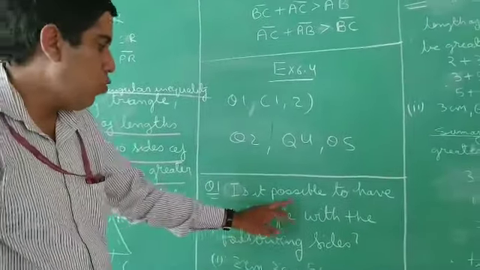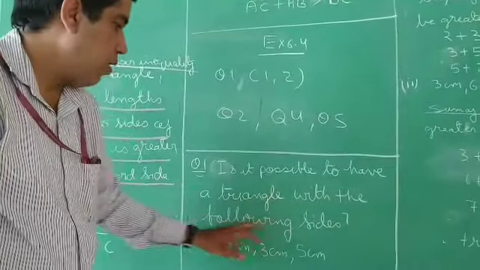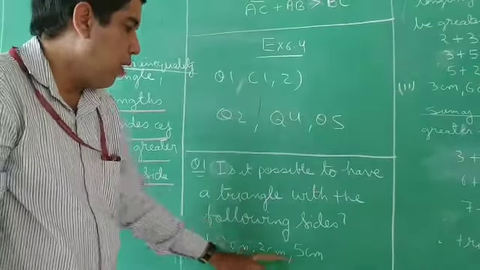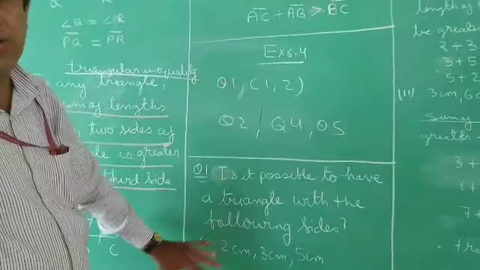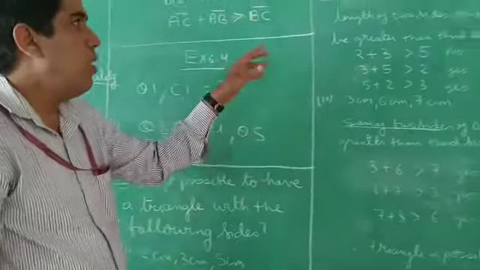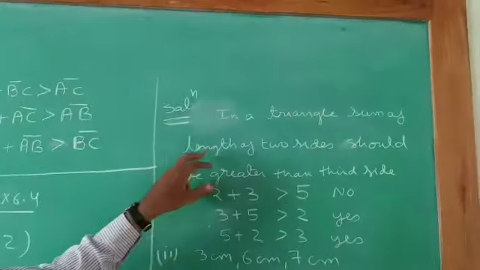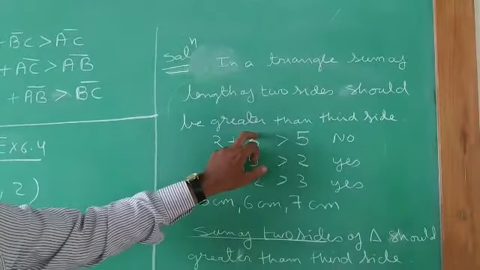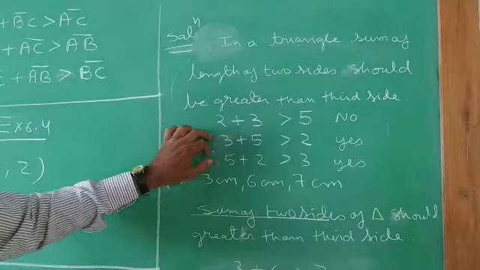Is it possible to have a triangle with the following sides? Which sides are given here? 2, 3, 5. So I am going to check this condition. You can see in a triangle, the sum of the lengths of two sides should be greater than the third side. That is triangular inequality. You can try it in short also. So I am checking now.